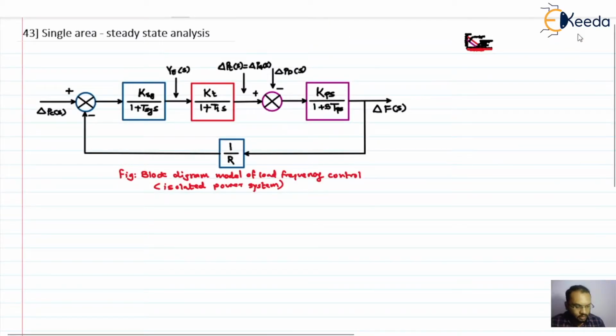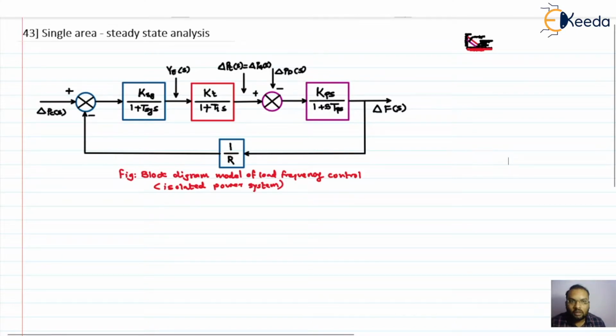So friends, in the last lecture, we discussed the block diagram representation for a single area load frequency control. This block diagram we have already discussed in the last lecture. Today, in this lecture, we will discuss the steady state analysis of this block diagram.